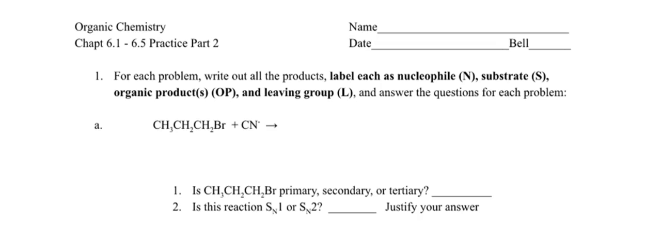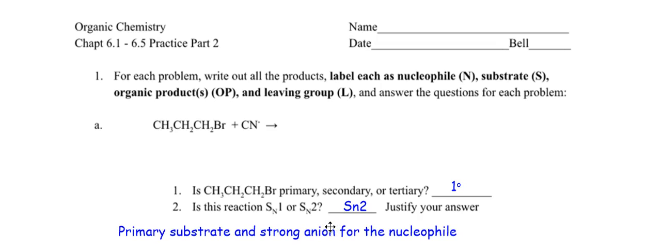So first of all, for each problem, write out all the products, label each as a nucleophile, substrate, organic product, and leaving group, and answer the questions for each problem. Well, first of all, I want to answer 1 and 2 before I put the answers in here. So is this carbon right here primary, secondary, or tertiary? Hopefully you all figured out it's primary. So will this reaction be SN1 or SN2? Well, I have a primary, a dead giveaway. It's SN2. What else do you have? You have a primary substrate and a strong anion for the nucleophile, okay?